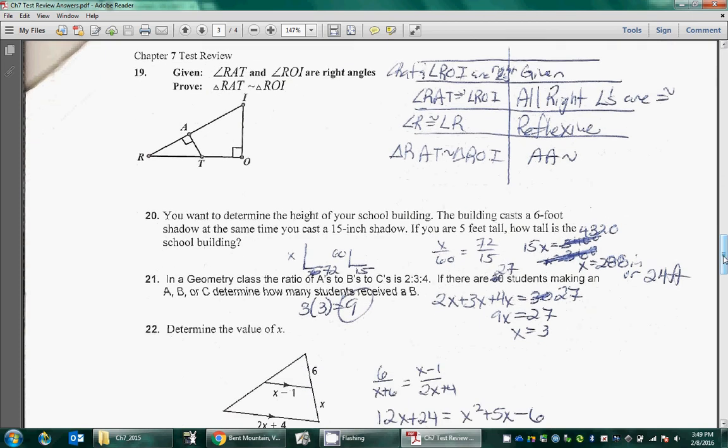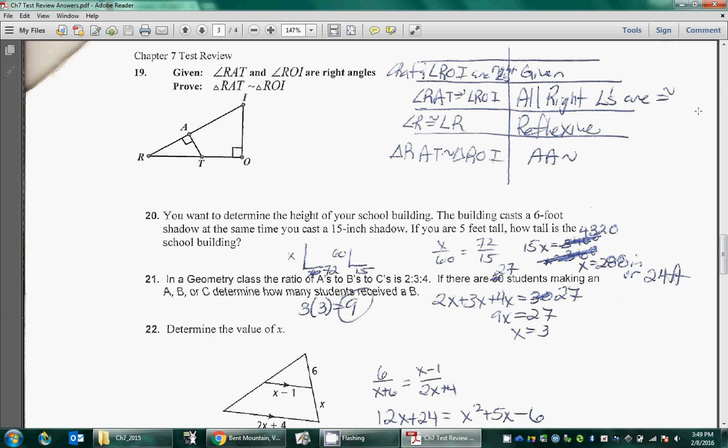For number 19, again, you'll notice no side lengths. So it's got to be angle. Okay, so I've got these two right angles. It's kind of obvious, right, angles have to be the same, but we do need to state it in the proof. So since angle RAT and angle ROI are both right angles, they have to be the same. So they have to be congruent to each other, okay? You don't have to write it specifically, all right angles are congruent. That's probably how you'll see it phrased on the SOL if they use this reason.